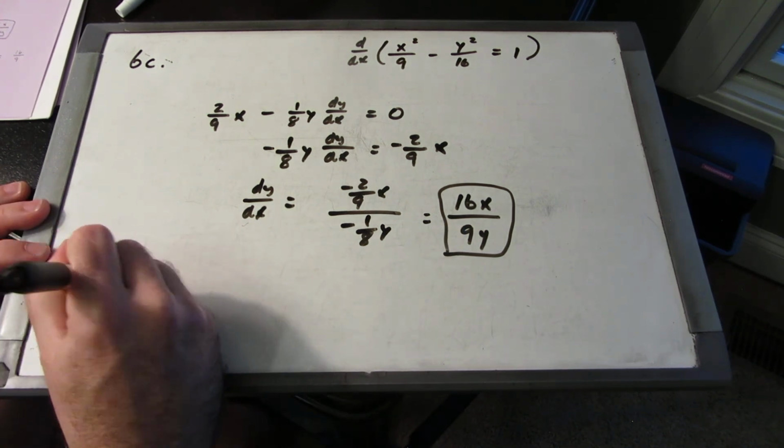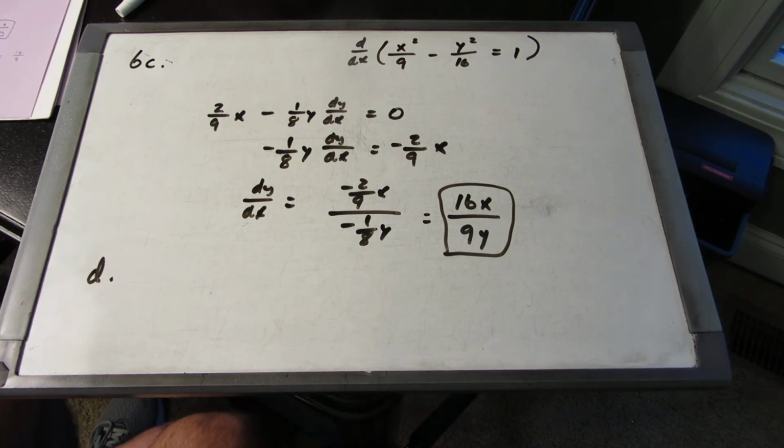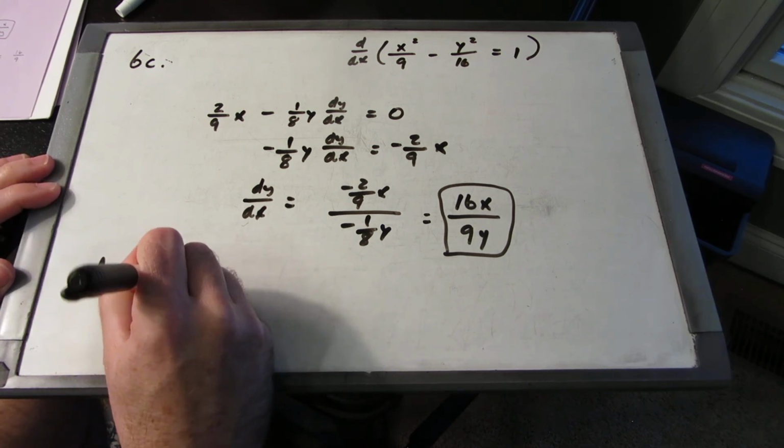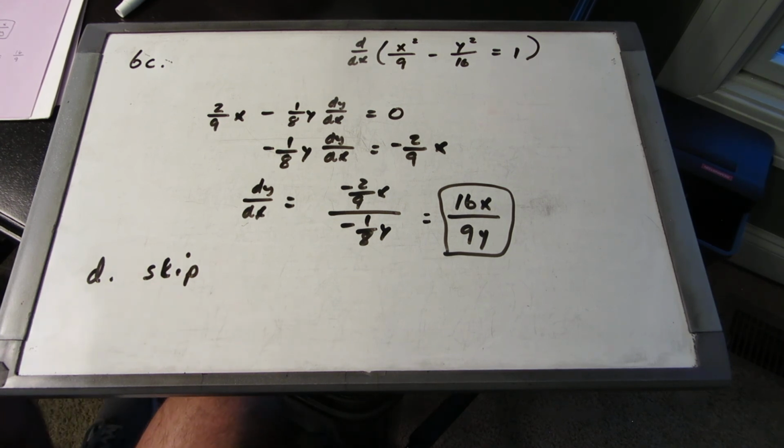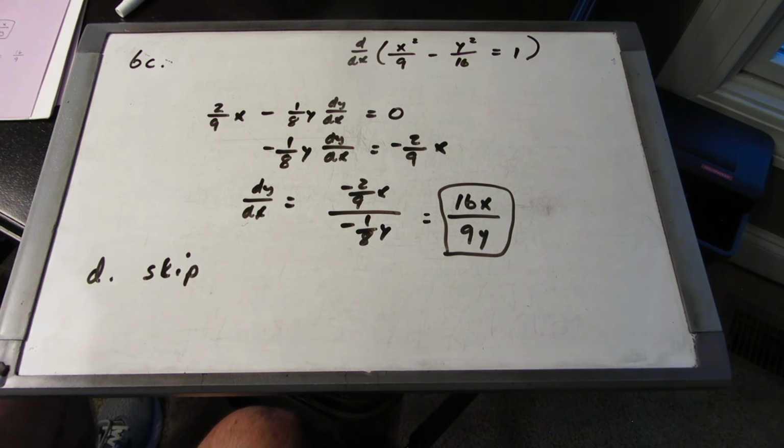And that'll give me the slope anywhere on the hyperbola. And part D has a really long solution, and you'd never really have time to do it on the actual test. So we're just going to skip part D. I don't think it's really worth it, and I don't think you would get to it on the test. So that finishes practice test AB3.